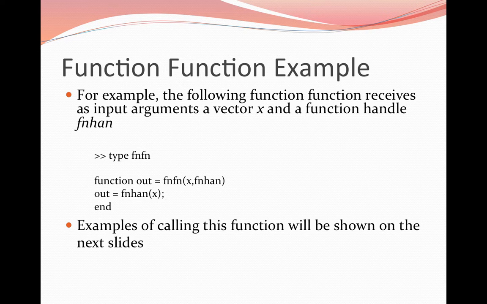In this case, I'm going to call my function fn, so that's short for function function, and that's the way I'll say it. We're going to pass two arguments. One is a vector x, and the other is a function handle. So we have two input arguments, as the function header shows, and we have one output argument. What we're going to do in the body of the function is to use the function handle to call the function and pass x as the argument to that function. And the result of that gets returned by storing it in our output argument.